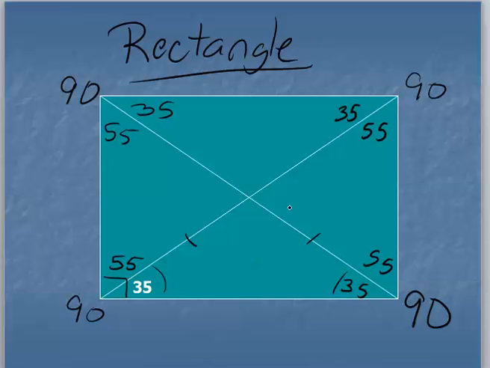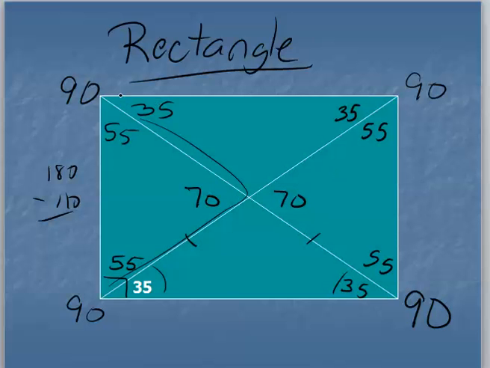Then we also want to do our four angles that are kind of in the middle of the rectangle. So again, I'm going to use the fact that a triangle adds up to 180. 55 and 55 is 110. 180 minus 110 gives me 70. The angle vertical to that is also 70.